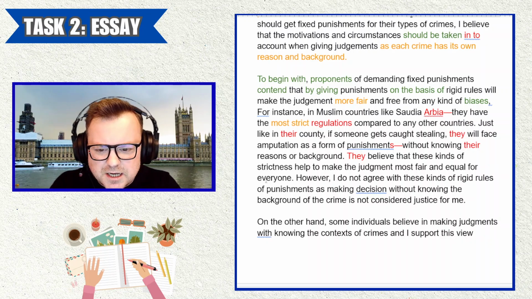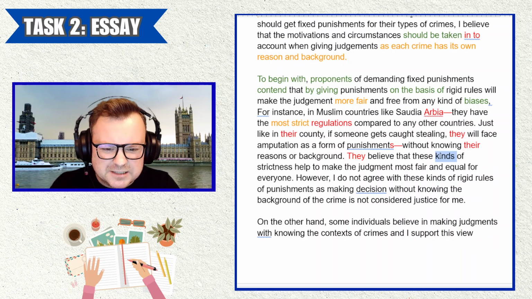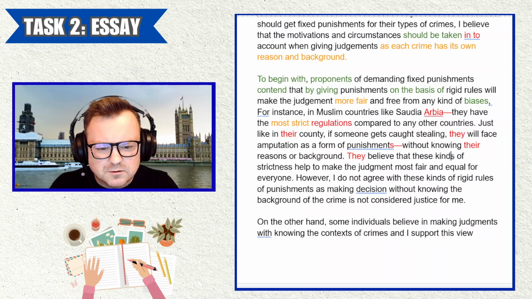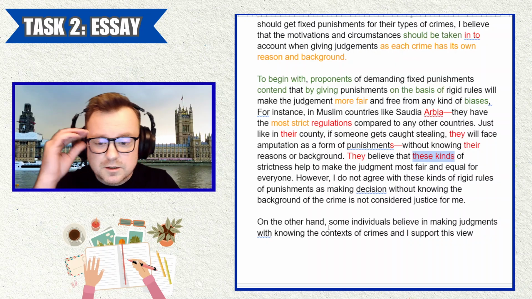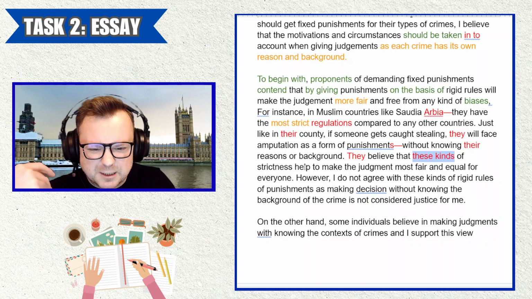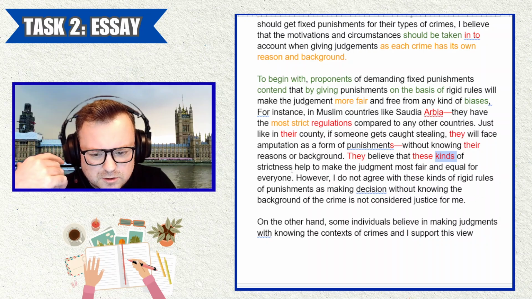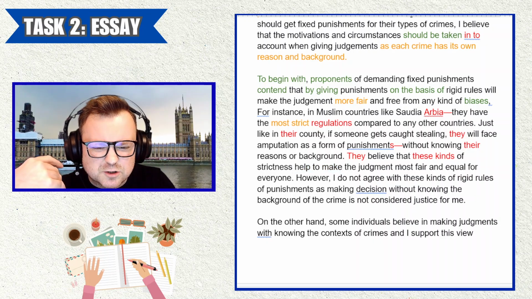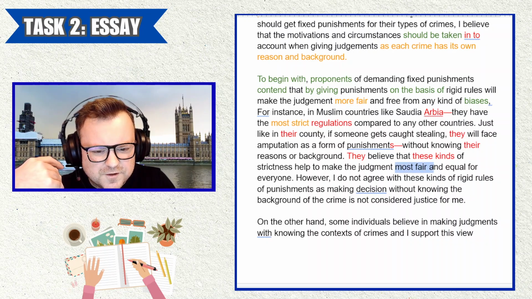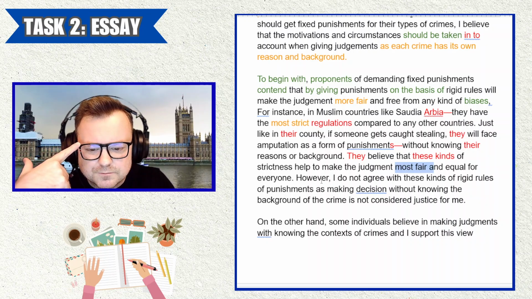They believe that these kinds of strictness. Well, strictness, I don't know, kinds of strictness. This kind of strictness, maybe, or just this strictness, but not these kinds. This kind of strictness, and again, helps, but okay, they have a head noun as kinds, help to make the judgment, cool, help somebody, or help to do something, help to make the judgment most fair. Okay, you're just repeating ideas now. You've said here more fair, most fair, and equal for everyone.